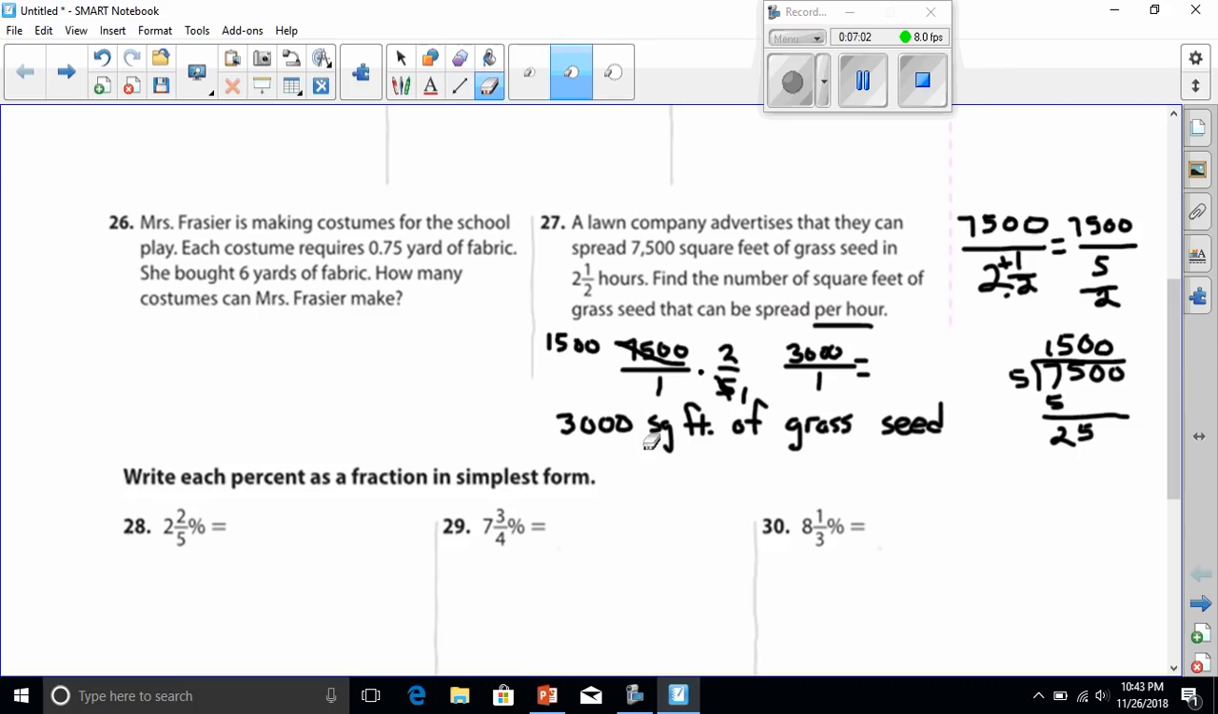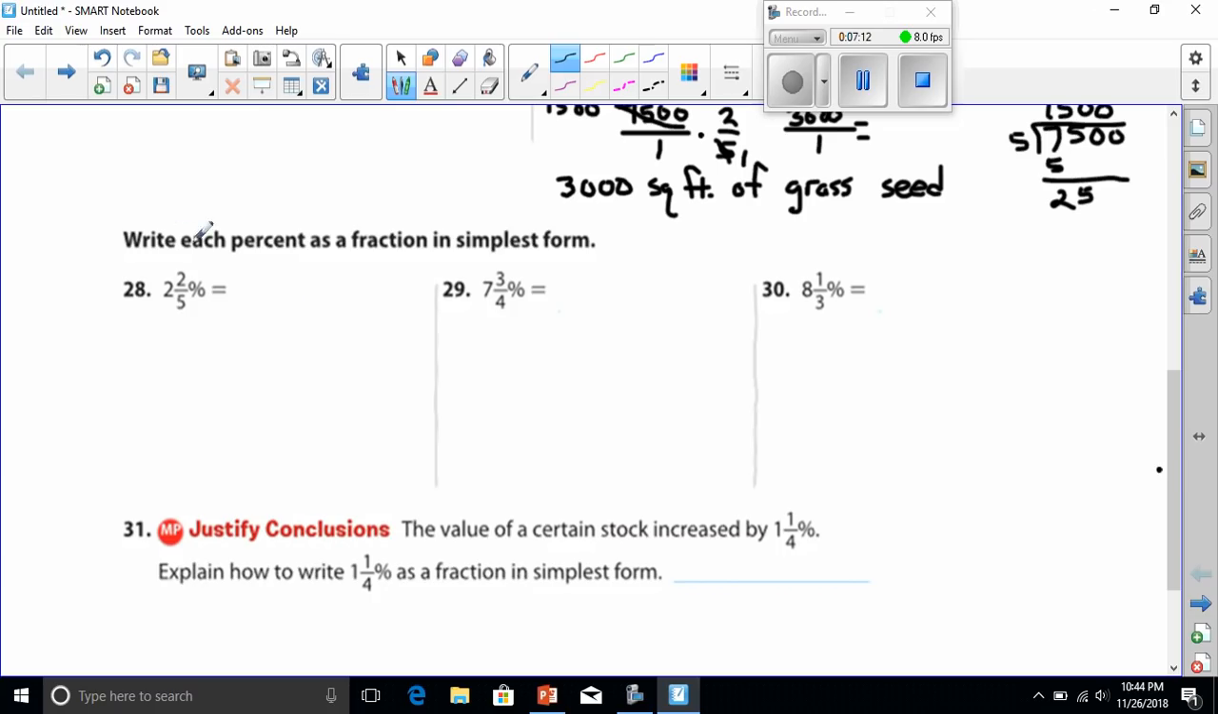And now we're ready for our next one. That would be number 29. 29 says write each percent as a fraction in simplest form. Okay, well if I write this as a fraction in simplest form, I have to remember that for the 7 3/4, I want to turn this into an improper fraction.